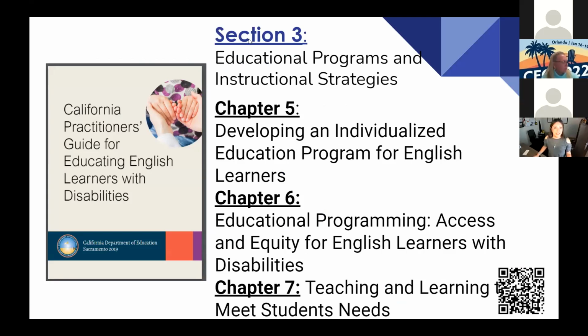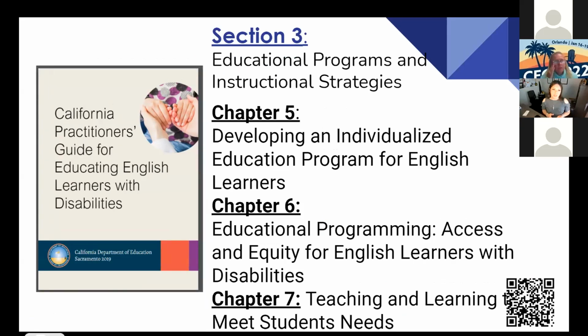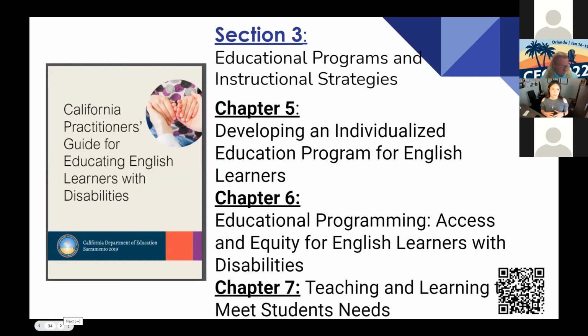So we're going to head into section 3 of the California Practitioner's Guide. Those of you familiar with the structure of the guide know that there are 5 sections, and these sections have corresponding chapters. Here in section 3, we're looking specifically at educational programs and instructional strategies. Chapters 5, 6, and 7 are built around all areas that detail programs and instructional strategies, starting with chapter 5 with all things IEP, chapter 6, then educational programming focused on access and equity, and then chapter 7, which is mostly pedagogy, teaching and learning to meet student needs. Let's delve in a little deeper as we move into our next slide.